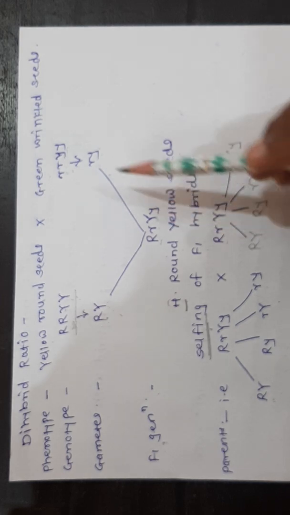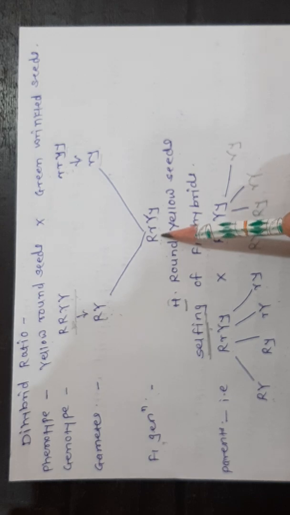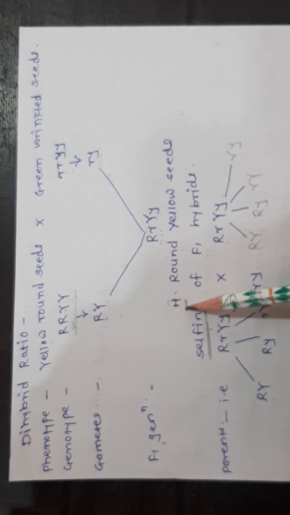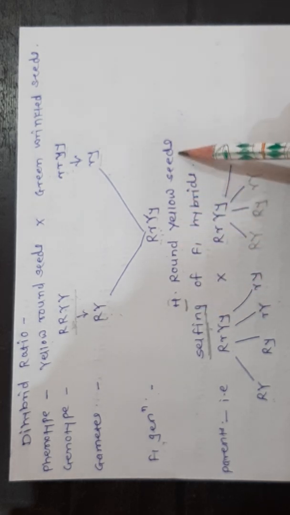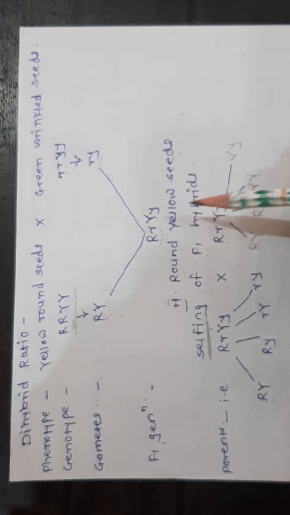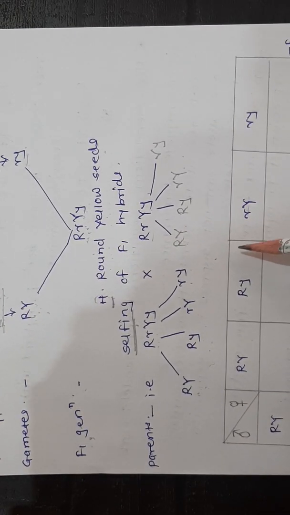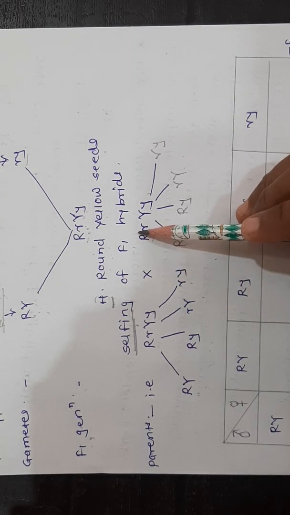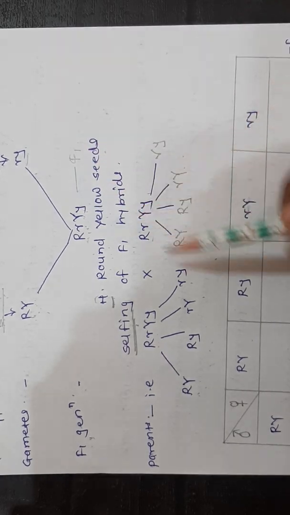Means all these gametes get crossed with each other and form a progeny in hybrid condition, round yellow seeds. F1 progeny having round yellow seeds. For obtaining the F2 generation, the next step is selfing of F1 hybrids. Means these F1 hybrids are crossed with the same parents.